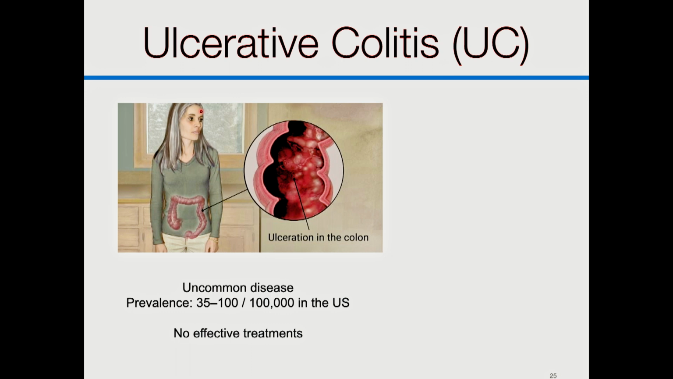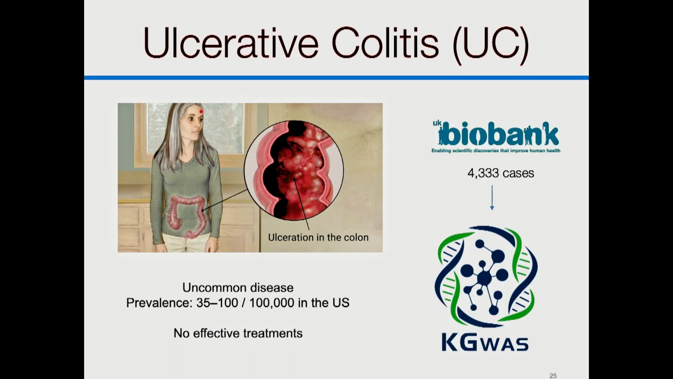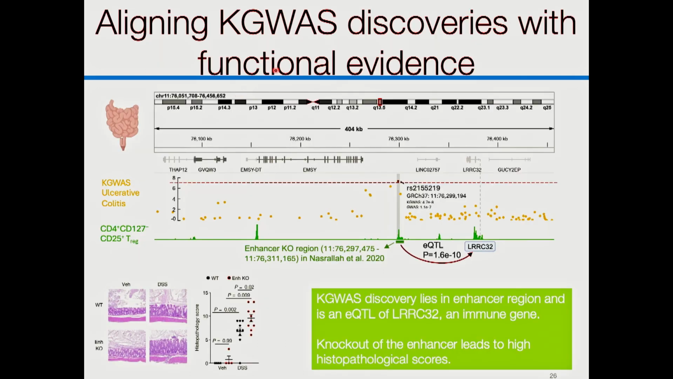So here I want to look at 2 examples to really show that the KGWAS discoveries are not random. They're actually aligned a lot with the functional evidence. The first example I'm looking at is ulcerative colitis, which is not a rare disease, and there's no effective treatment, and it affects many patients in the US. In the UK Biobank, there are around 4,000 cases. And we apply KGWAS, and we find a novel variant at this position, which is not significant in the base GWAS, but is significant in KGWAS.